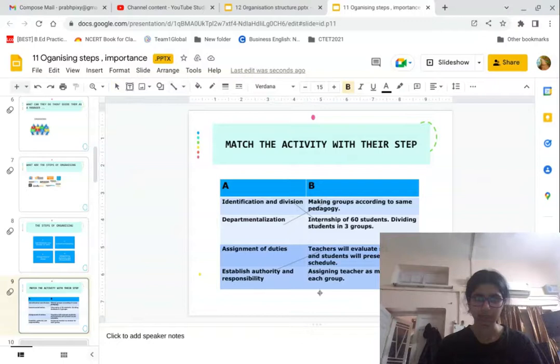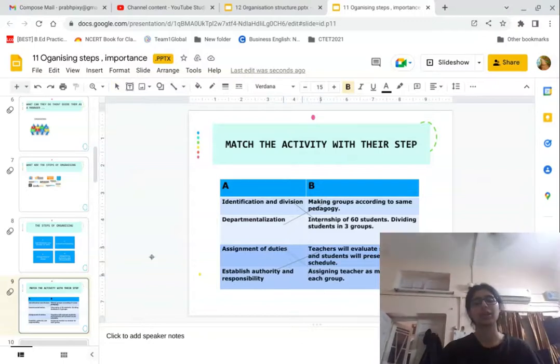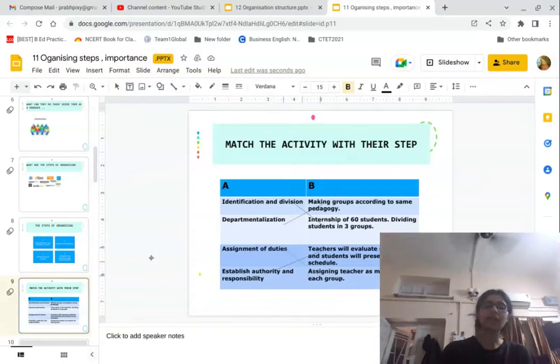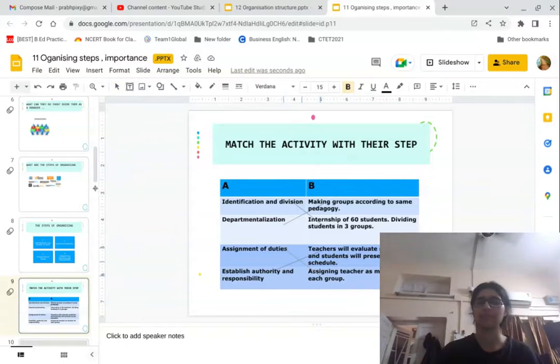I guess there is some issue with this, but okay, it's working, right? So now you're clear, class, about the steps, you have all marked it correctly.